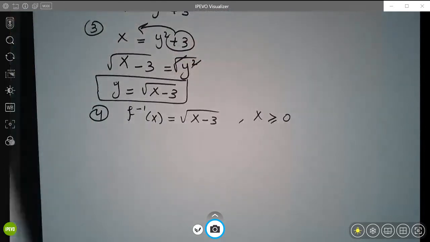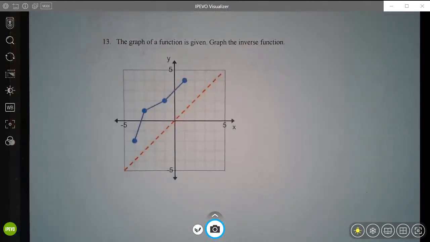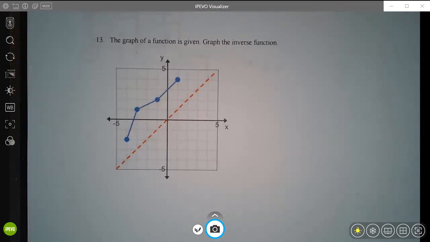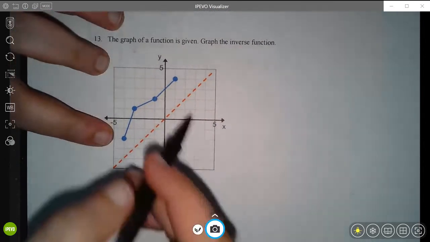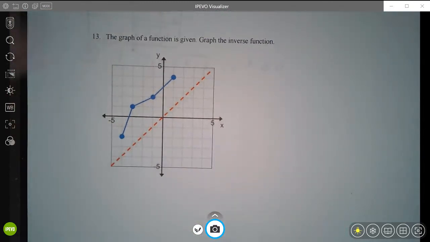This one is actually from the notes. So I'm going to show you the page from the notes right here. Question number 13. As you can see, I only gave you a graph of the function and didn't give you what the function is. And I want you to graph the inverse. But to do that, we need to know what the points are.